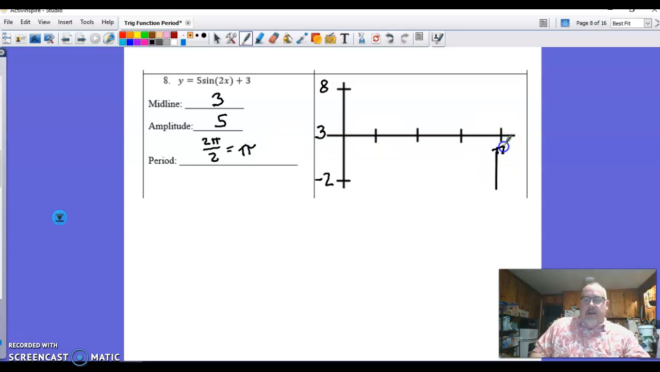So that's pi. Oops. Sorry about that. Come on, change to the eraser. Go ahead. Nope. Yep.